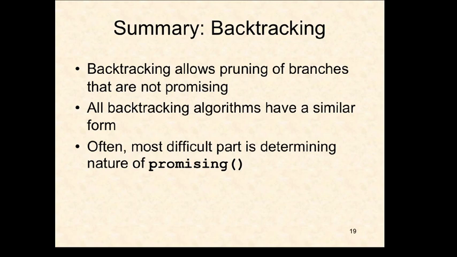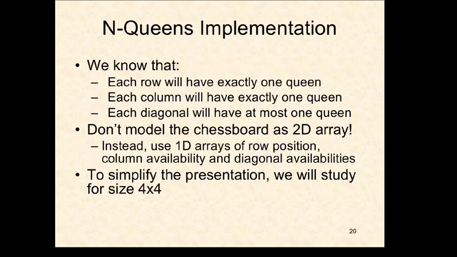So the promising function is where a lot of the work goes, and a little bit in the recursive function. So there's some work to do when we write a new one of these. There's work to do in the recursive function, and there's work to do in promising. So we know already that every row will have exactly 1 queen. We know every column will have exactly 1 queen. The first one is easy. Every row is easy. We just go to a new row.